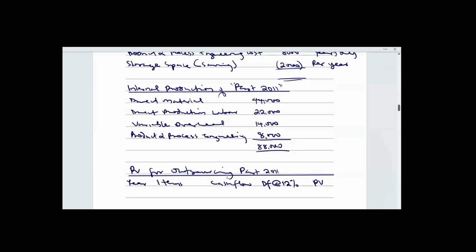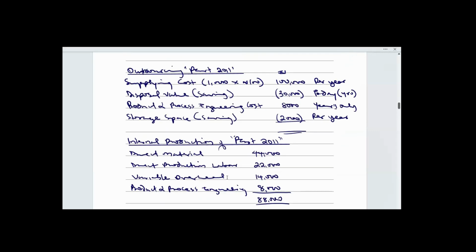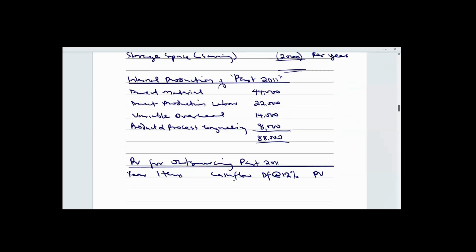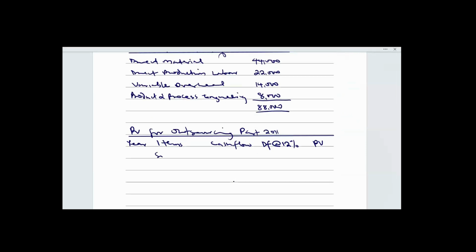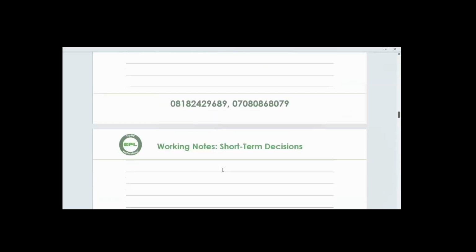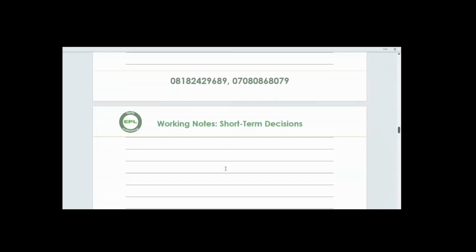So you now go under outsourcing, to all those variables that you have identified. The first item is supplying cost. Supplying cost is 100,000 naira per annum. The period of the contract is 5 years, so this 100,000 will be for year 1 to year 5. Because the 100,000 naira is constant, I need to calculate the annuity factor. So let's do our working here.